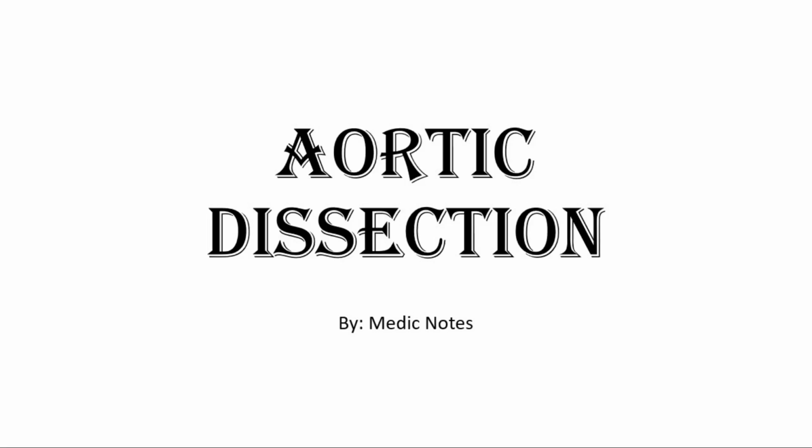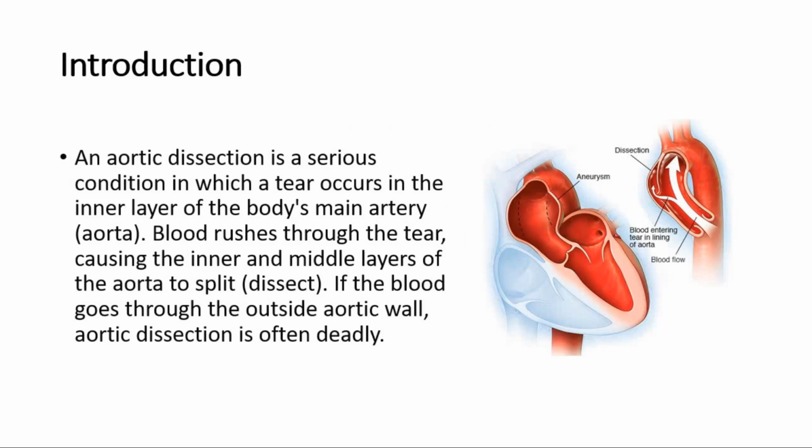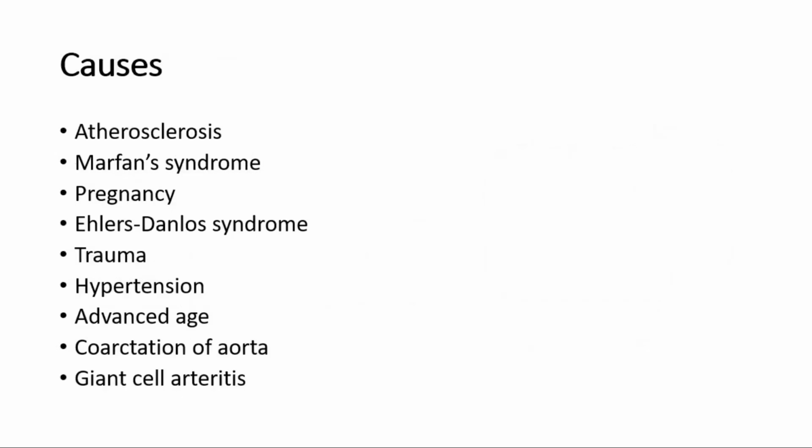This video is on aortic dissection. An aortic dissection is a serious condition in which a tear occurs in the inner layer of the body's main artery, the aorta. Blood rushes through the tear, causing the inner and middle layers of the aorta to split. If the blood goes through the outside aortic wall, aortic dissection is often deadly.